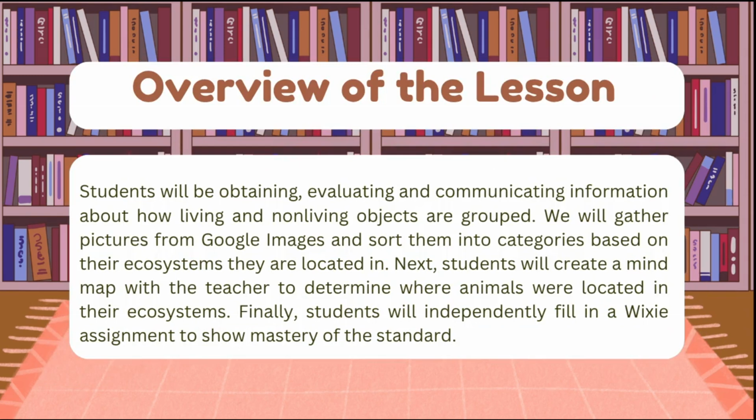The overview of our lesson: the standard was for students to be able to obtain, evaluate, and communicate information about how living and non-living objects are grouped. What we did was we gathered pictures from Google Images and sorted them into different categories based off of their ecosystems. Next, we created a mind map with the teacher, myself, to determine where animals are located and which ecosystems they live in. And the last thing the students did was fill in a WIC-C assignment to show mastery of this standard. I teach kindergarten, so this is a very wide range of living, non-living, just a very big, broad overview.